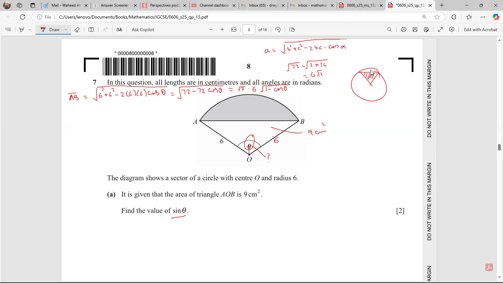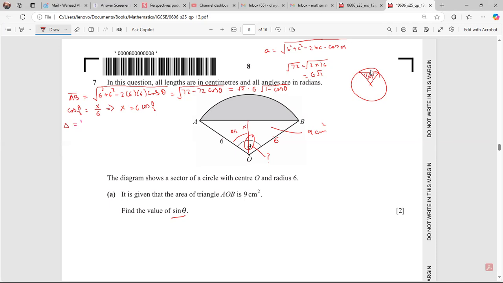Now I need to find this height. Let me call this whole thing X. You can see now this angle is theta by 2. So what is cosine of theta by 2? It is going to be X over 6. Agree? This is a triangle, this is the base and this is the hypotenuse, so cosine is X over 6. So from here you can see that X, the altitude of this triangle, is going to be 6 times cos theta by 2. So now I can find the area of the triangle OAB.